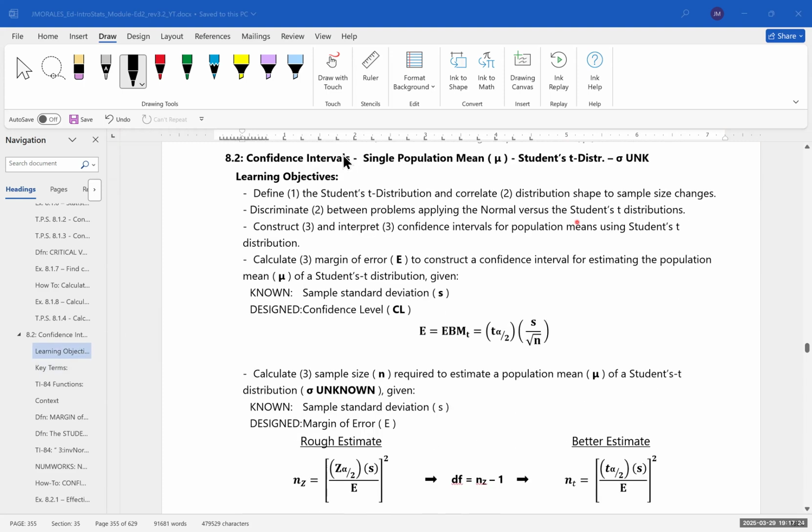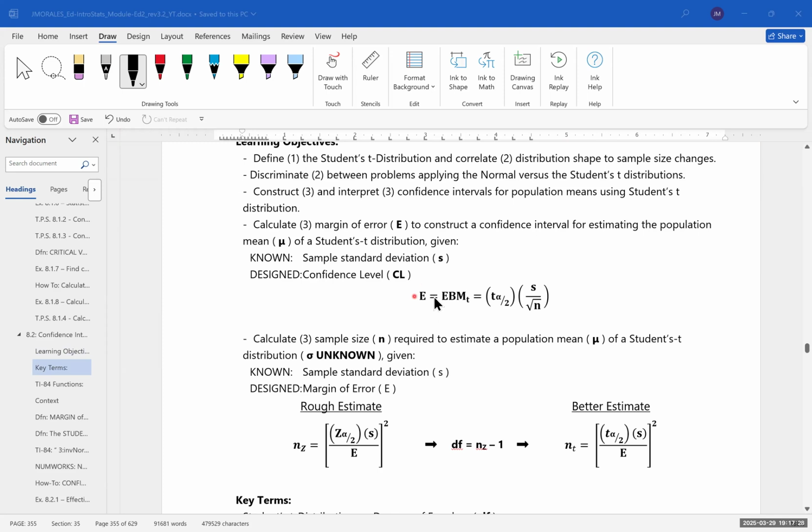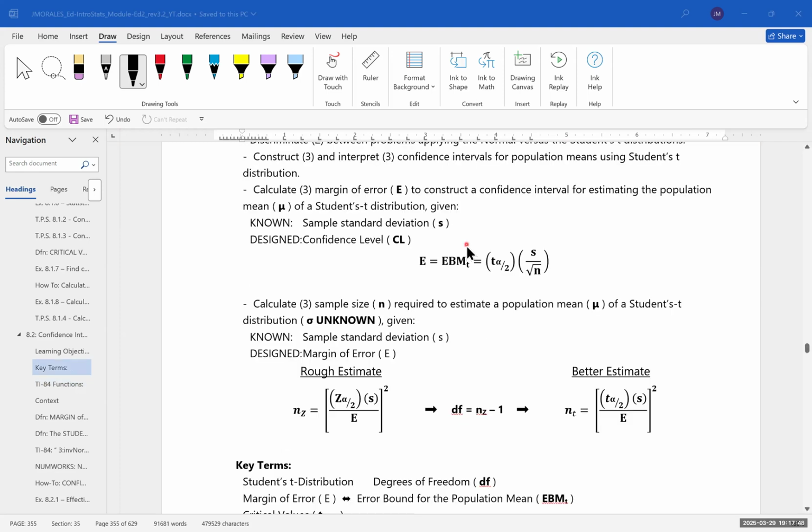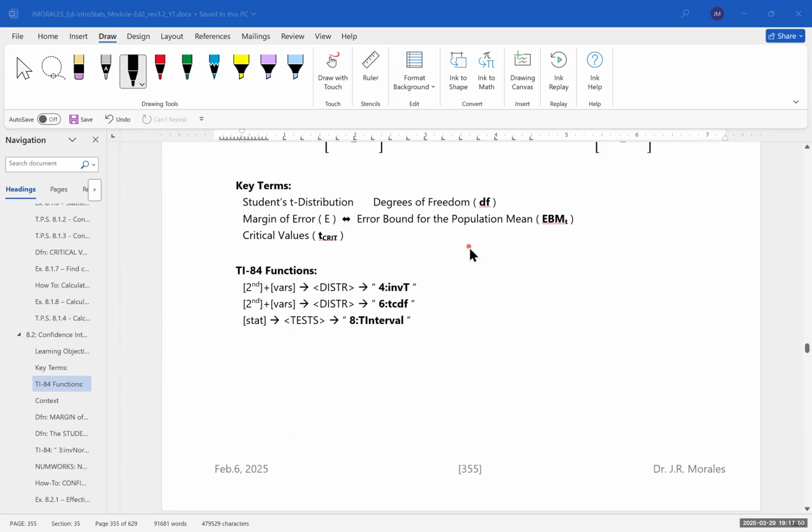And just like the previous section with confidence intervals, we needed to calculate the margin of error or the error bound for the mean. And now we're using a little subscript t to represent this as the error bound calculated using a student's t-distribution. And we're going to be also calculating sample size using the student's t as well.